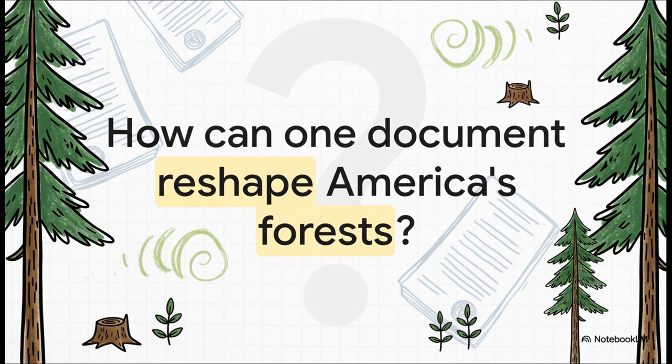And that's really the big question, isn't it? How can one piece of paper set such a radically different course for something as huge as timber production on federal lands? Well, to find out, we have to dig right into the text of this document, Executive Order 14225.